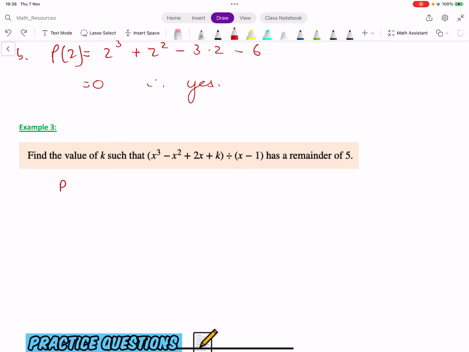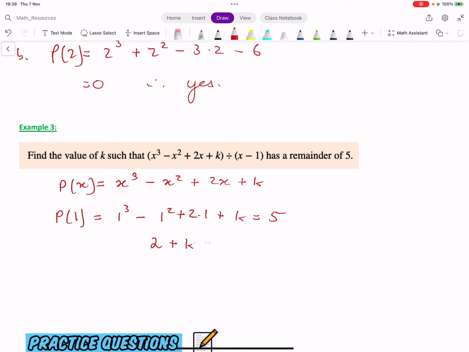In other words, if p of x is equal to x cubed minus x squared plus 2x plus k, if I find p of 1, the answer should be 5. 1 cubed minus 1 squared plus 2 times 1 plus k equals 5. Let's add up all those numbers. 1 minus 1 plus 2 times 1 is 2. So 2 plus k equals 5. Subtract that little 2 over, and we've got k is 3. So the answer is k is 3.